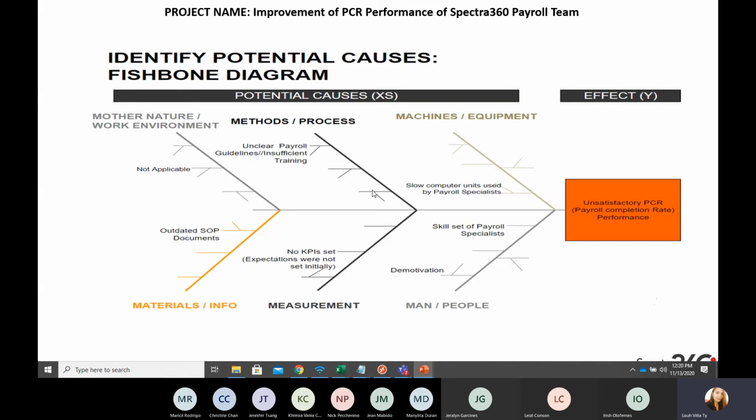If you see here the problem, I listed it in the head of the fish. The problem is unsatisfactory PCR or payroll completion rate performance. Take a look at my potential causes. In this part, if it's a group activity, you need to brainstorm. But since it was an individual project, these are the potential causes that I feel and think cause the problem. Number one, for machines, it could possibly be because the payroll specialists have slow computer units.